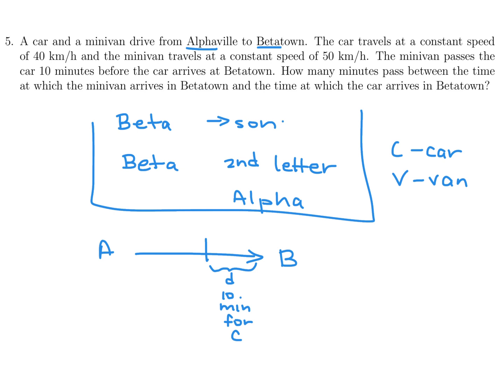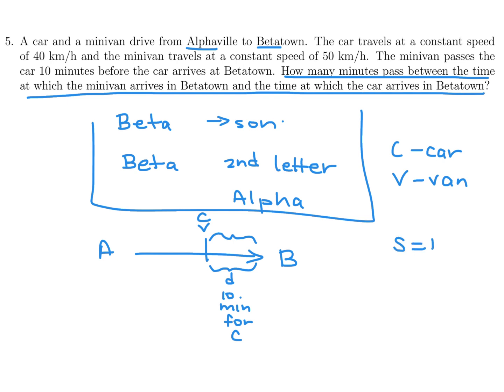Now, the car and the van at one point do meet each other. And then the car will take 10 minutes, but the van, that's how many minutes we need to know. How many minutes does it take the van to reach Beta Town? And if we do that, then we can just compare them and figure out what is the difference, which is essentially what they're asking in the very last sentence of the question. So speed is equal to distance over time, and that is the formula we're going to use. And for the car, the speed is 40, and for the van, the speed is 50.